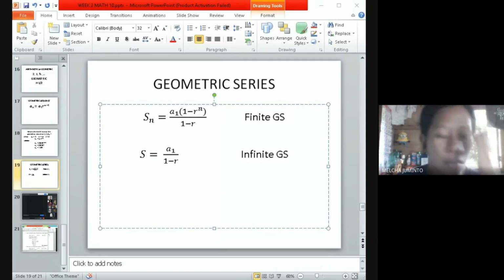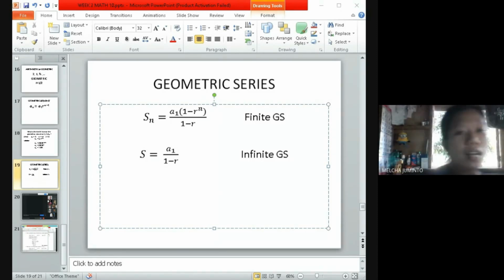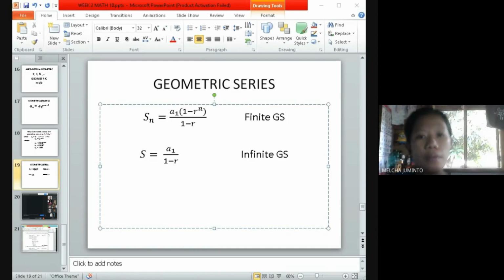And then use the formula. Since finite siya, use the first formula. Finite geometric sequence. Apply the formula. The sum is 26 and 1/4.